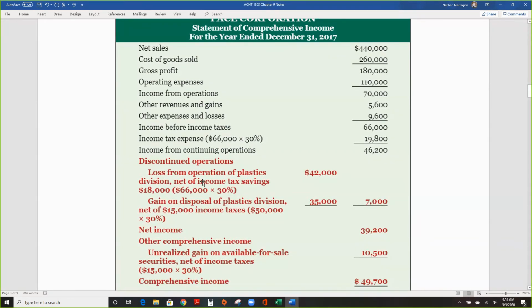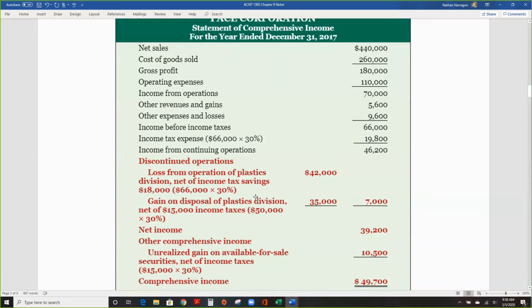And here's the discontinued operations. Now they have them losing a loss on operation of plastic division. Okay. Again, this was their total times 30%. That gives us that tax savings of 18 grand, which basically they don't go into too much depth of what they're doing. So this is where I come in. Well, basically they did this. The total loss or income was 66,000 times 30% came out to this 18K. And what they do is basically they subtract and they come up to the 42,000.